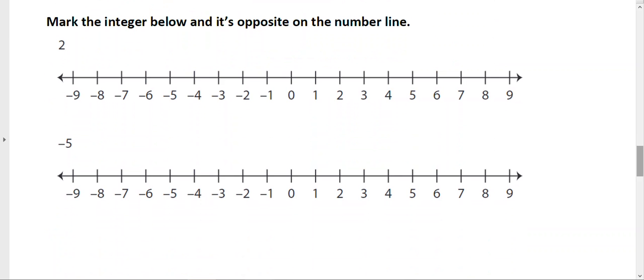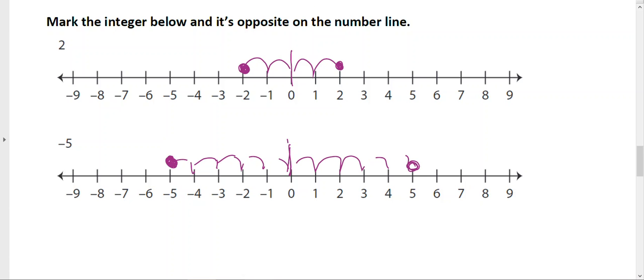For the next part, it says mark the integer below and its opposite on the number line. So our integer for this problem is 2, so I'm going to put 2 on the number line. And here's 0. You can mark that it is 2 spaces away. So I'm going to go 2 spaces the opposite, which makes my other integer a -2. Same thing for -5. I'm going to put -5 on the number line. I can see that -5 is 1, 2, 3, 4, 5 spaces away from 0. So I have to go 5 spaces the opposite direction, 1, 2, 3, 4, 5, which gives me an answer of +5. So I have -5 and +5.